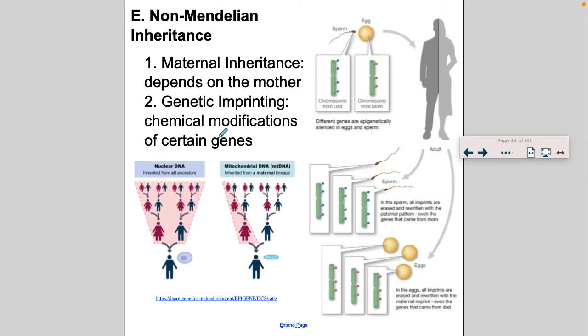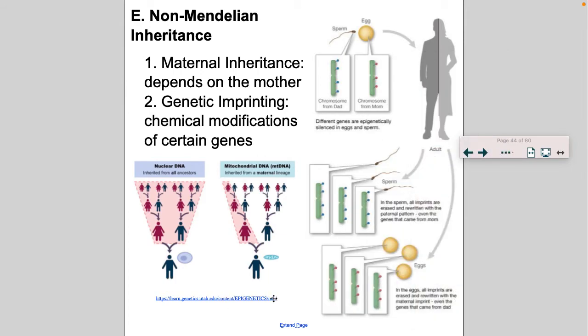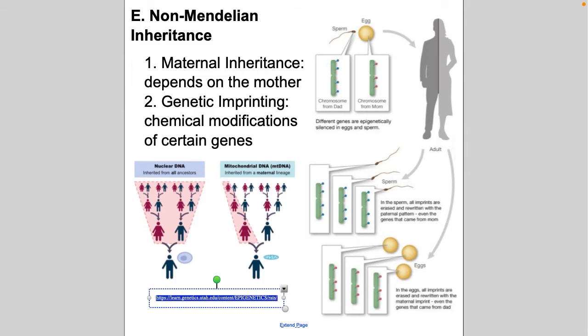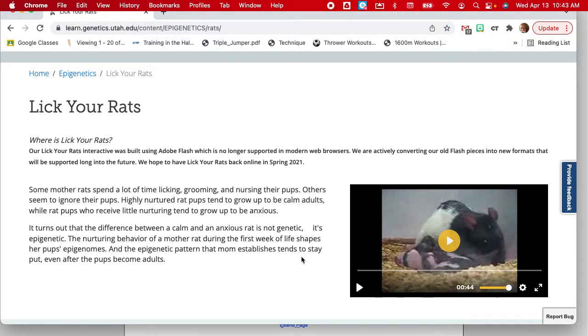Genetic imprinting means that modifications can occur in your genome. So it's called epigenetics, and I'm going to show you this website. It's really cool. Kind of weird, but it's cool. If you just type in Utah genetics, you can find some other awesome things.